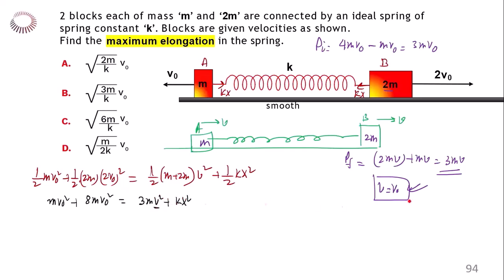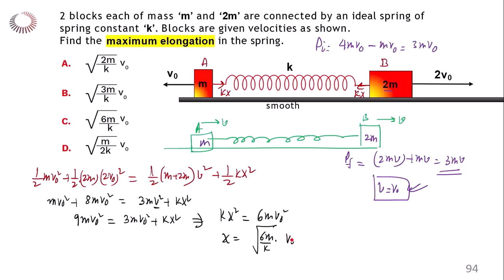Now what is V? V is nothing but v₀. So here I am getting 9mv₀², and that should be equal to 3mv₀² plus kx². So it gives kx² equal to 6mv₀². X becomes how much? Under root of 6m by k into v₀. So that is the final elongation, that is the maximum elongation. So option number C is the correct one. So you have to write the momentum balance in the proper way, with proper sign, because one block is moving towards right and another block is moving towards left. So momentum has to be balanced properly.